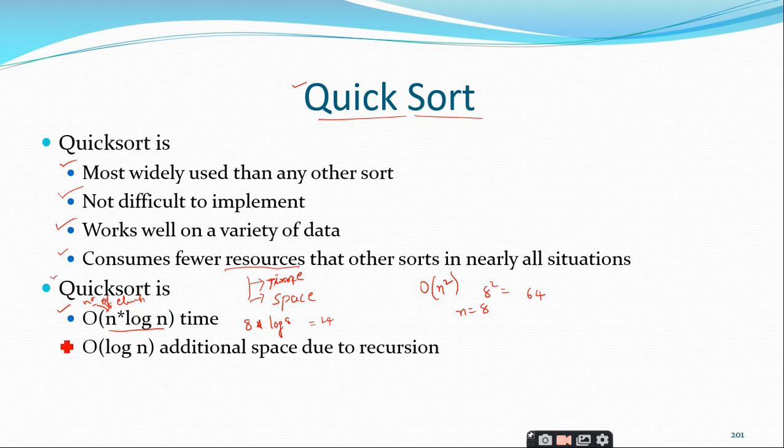And coming to big O of log n, this is called the space complexity. We require some additional space to implement this quicksort algorithm, and that additional space we call the space complexity, and it is equal to big O of log n.